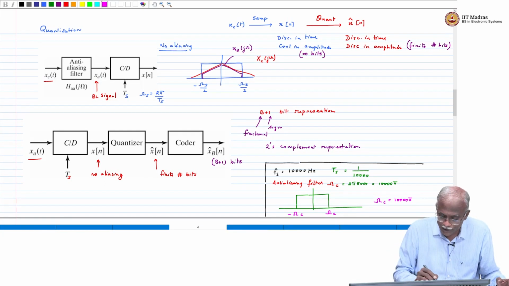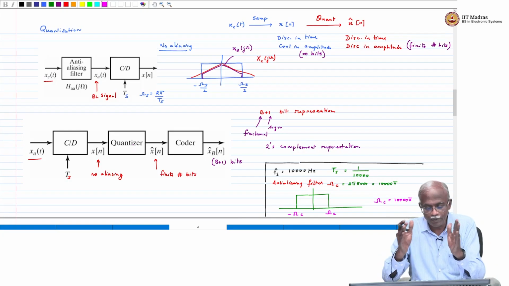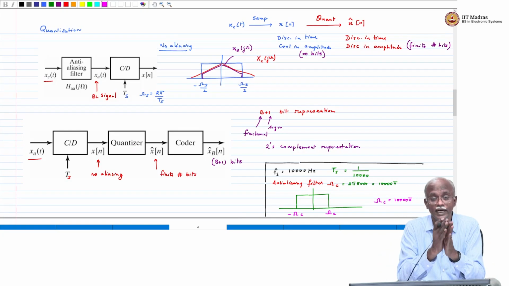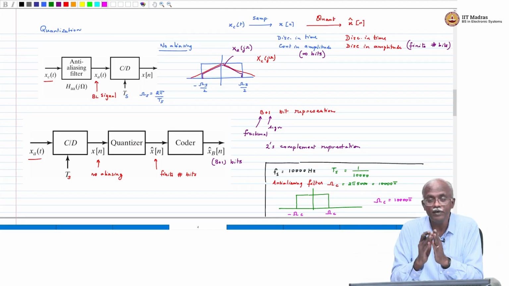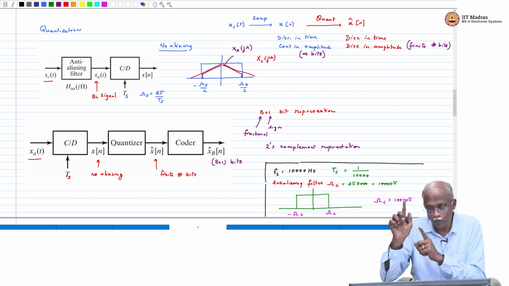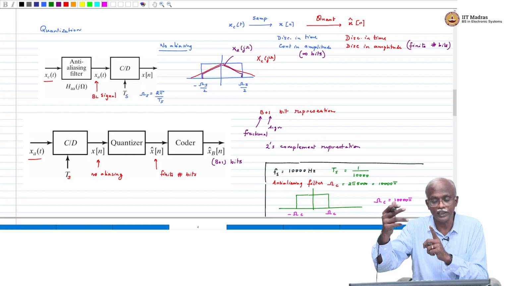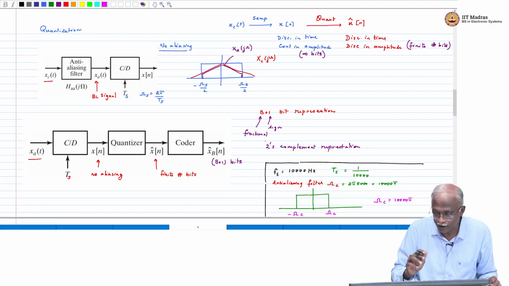Then we said that as you pass through the quantizer, eventually you will represent the samples x of n not with an infinite number of bits, but only with a finite number of bits. We said the total of b plus 1 bits, where 1 bit is used for the sign of the value of x of n, and b represents the fractional part, and we will use the 2's complement representation.